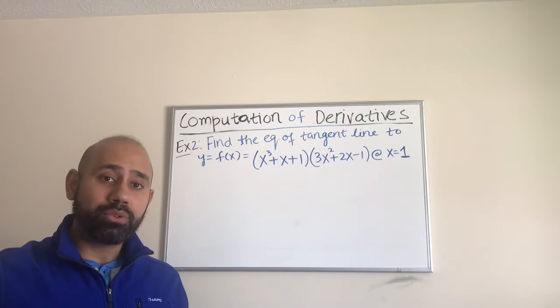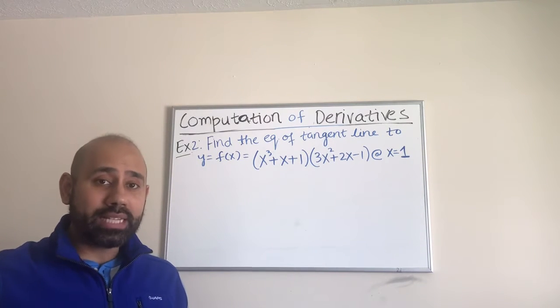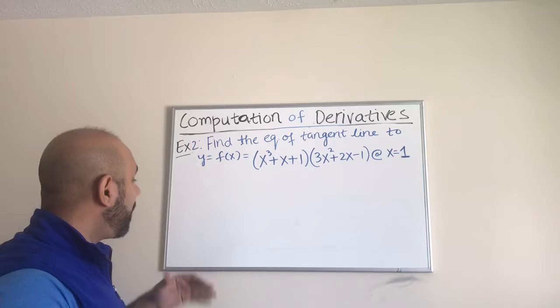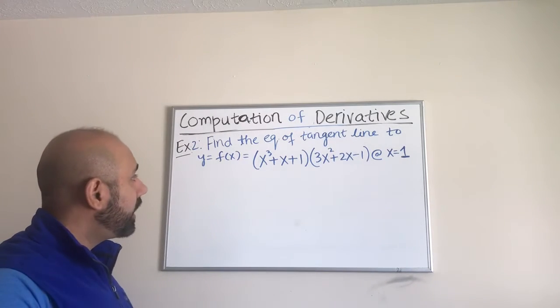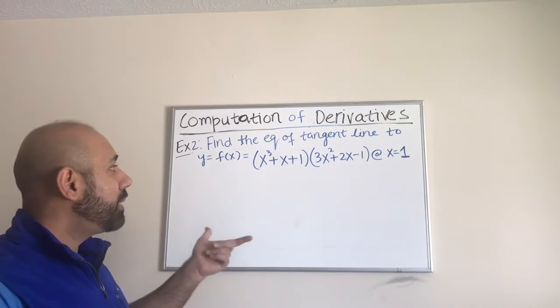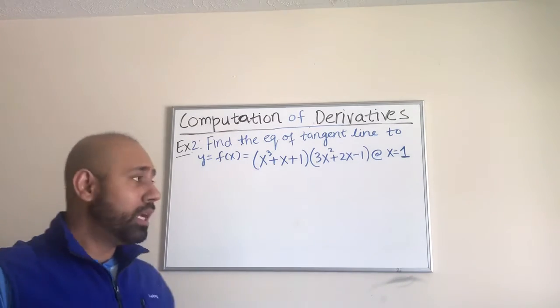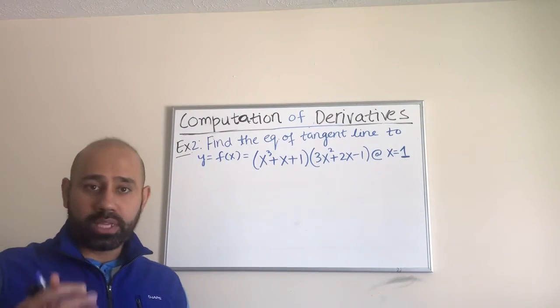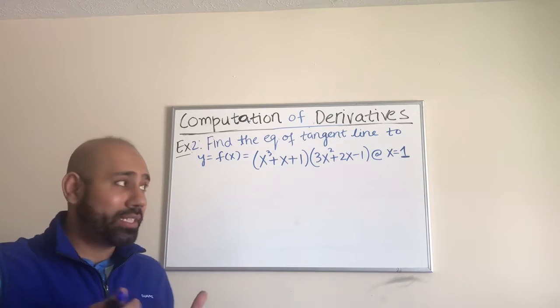Again, let's talk about how to find the equation of a tangent line, but in this case we already have a given function or an equation, and we want to find or write the equation of the tangent line at one particular point, which is x equal to 1. So guys, we already know there are a few things one needs to solve this problem.